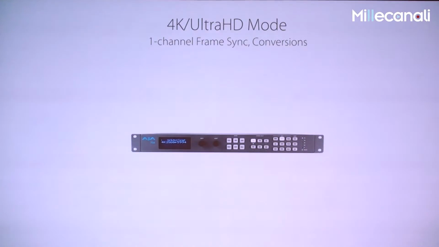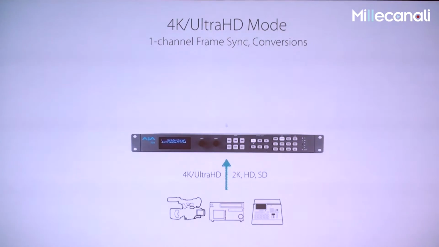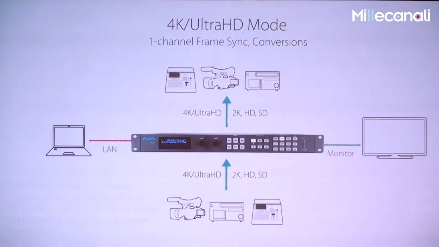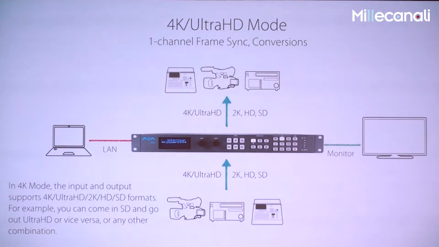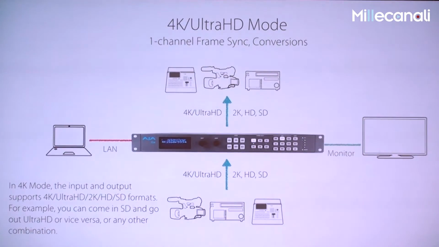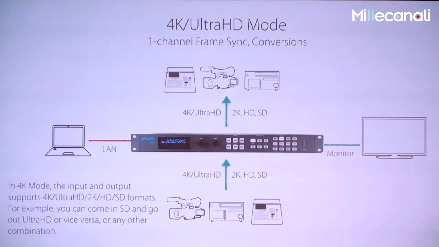So let's look at how the box works. In one channel mode, in this 4K mode, a lot going on. So it's basically any resolution into any resolution out. It's up conversion, cross conversion, and down conversion from any resolution to any resolution. So if I want to bring in SD and convert it to 4K, I can do that. If I want to cross convert Ultra HD to Academy 4K, I can do that. Any combination of these things. Very, very, very powerful in this mode.